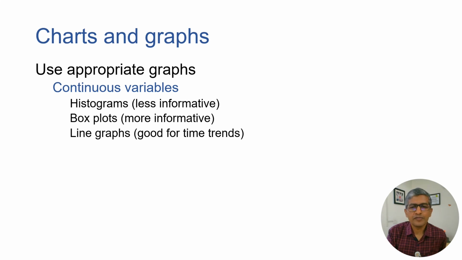So for continuous variables, we often use histograms. They are less informative, so we don't usually send them for publication. We just look at them to understand the shape of the data or to choose appropriate statistical tests. Box plots are very common in publications because they convey more information for continuous variables. For time trends, we use line graphs.